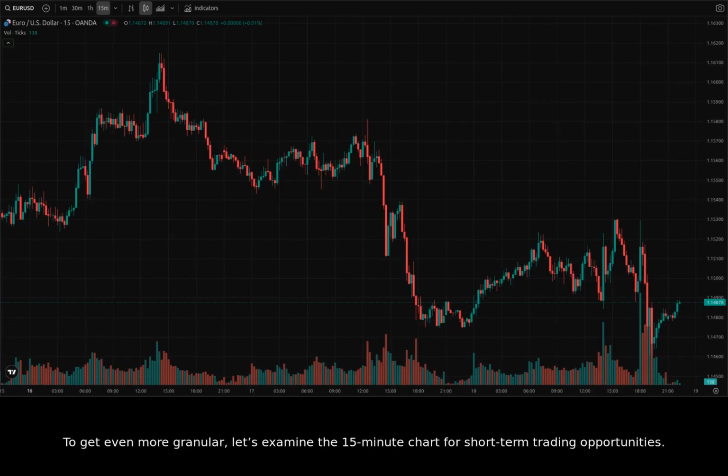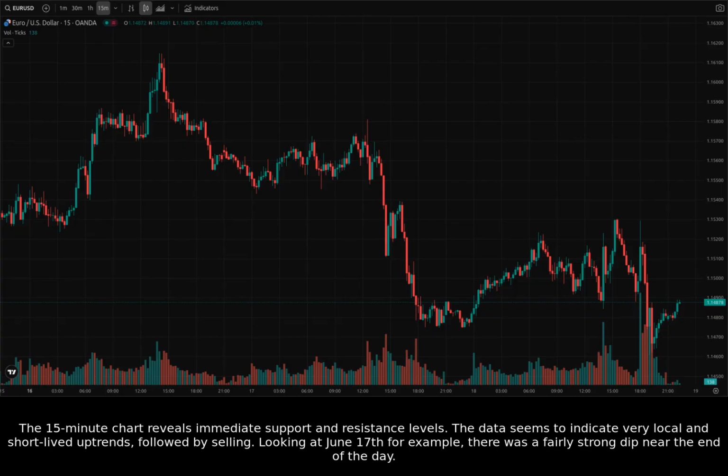To get even more granular, let's examine the 15-minute chart for short-term trading opportunities. The 15-minute chart reveals immediate support and resistance levels. The data seems to indicate very local and short-lived uptrends, followed by selling. Looking at June 17th, for example, there was a fairly strong dip near the end of the day.